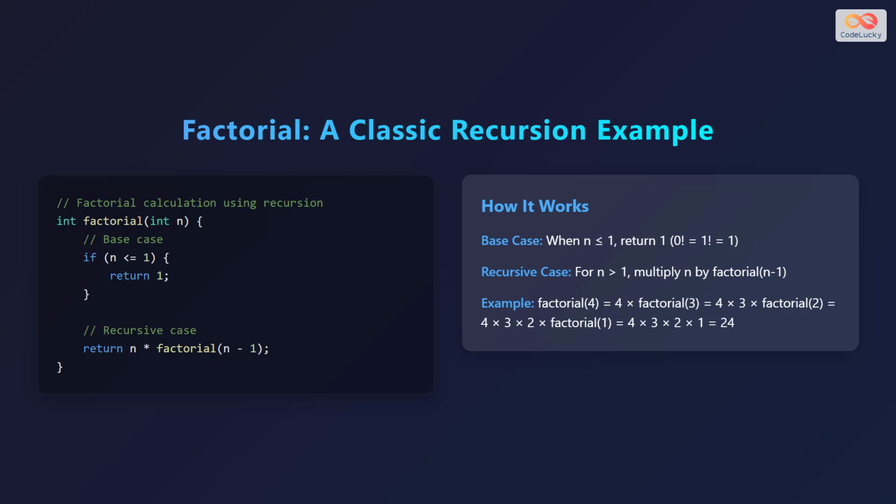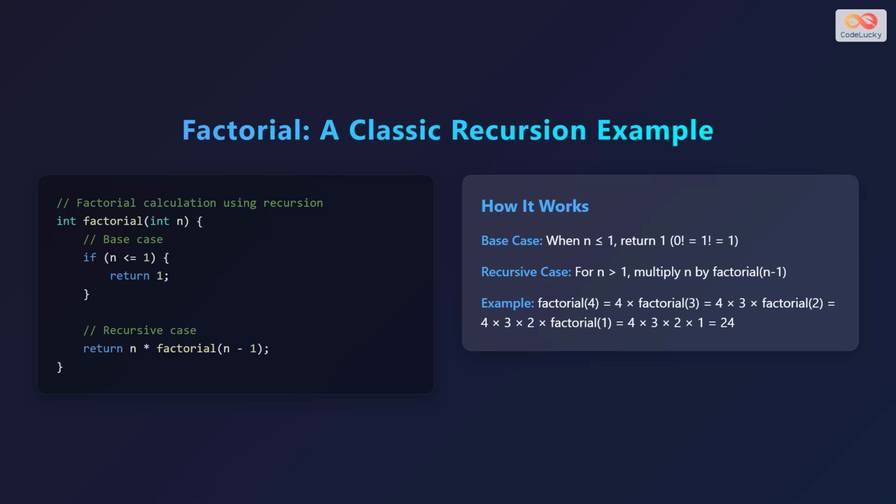A common example of recursion is calculating the factorial of a number. Let's see how that works in C. Here is the code. The factorial function takes an integer n as input. This is the base case. If n is less than or equal to 1, the function returns 1. This is because the factorial of 0 and 1 are both 1. Otherwise, for the recursive case, if n is greater than 1, the function returns n times the factorial of n-1.